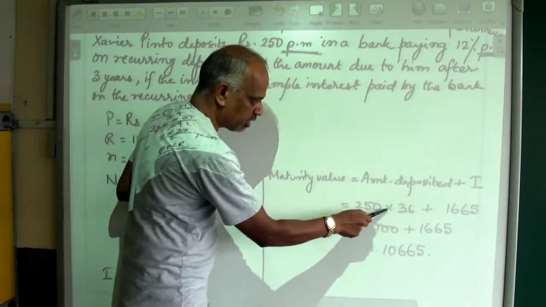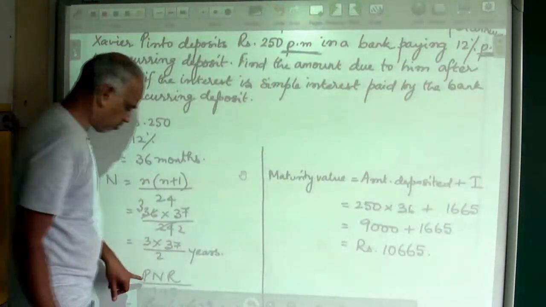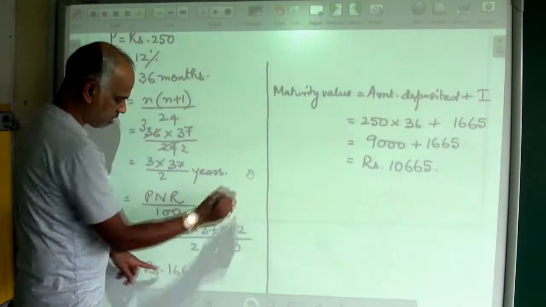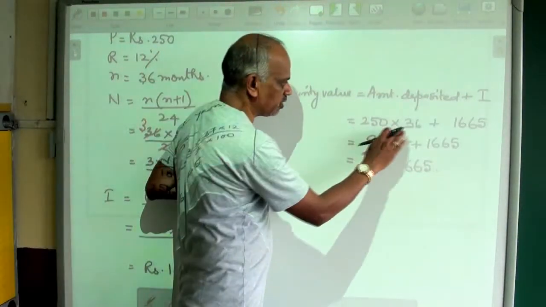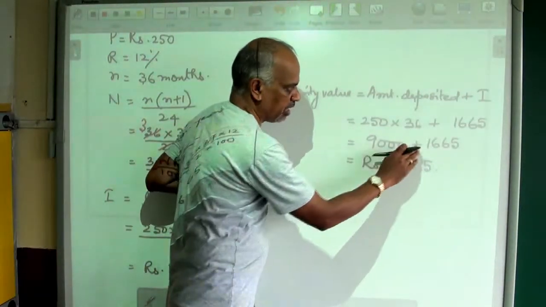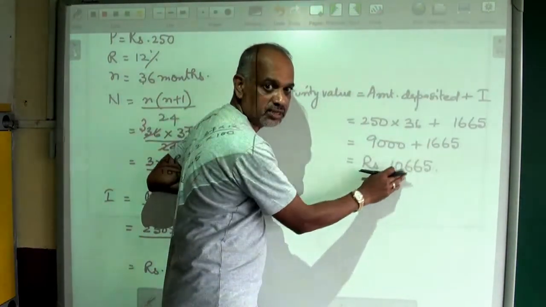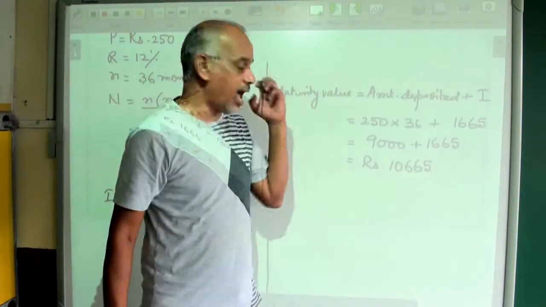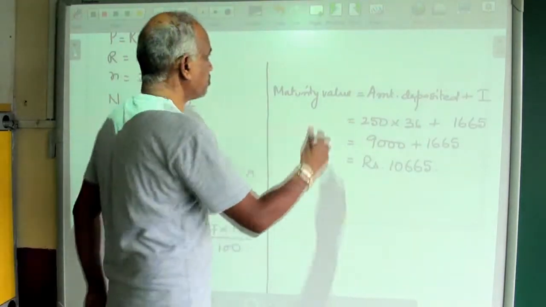So, 250 into 36 is the amount deposited plus interest we calculated is 1665. So 250 into 36 gives you 9,000 plus 1665 added together gives you rupees 10,665 is the total amount this person will get at the time of maturity. So that's the first question. Next.